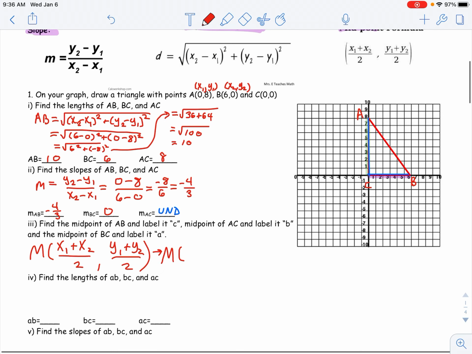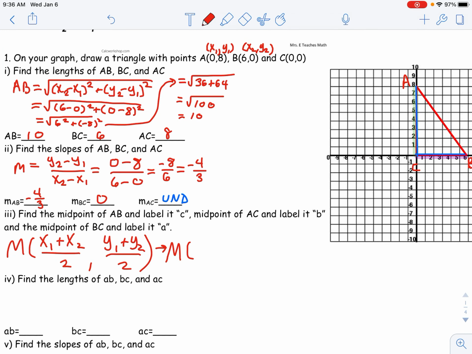Anyways, so let's do it for AB, and then we'll just count the other ones. Because remember, all this stuff, there's shortcuts, but the formulas always work. Sometimes the shortcuts don't. But anyways, x sub 1 plus x sub 2 gives me 0 plus 6 divided by 2. Then y sub 1 plus y sub 2 gives me 8 plus 0 divided by 2. And then remember, the midpoint is an ordered pair, so it's gonna give me 3, 4.